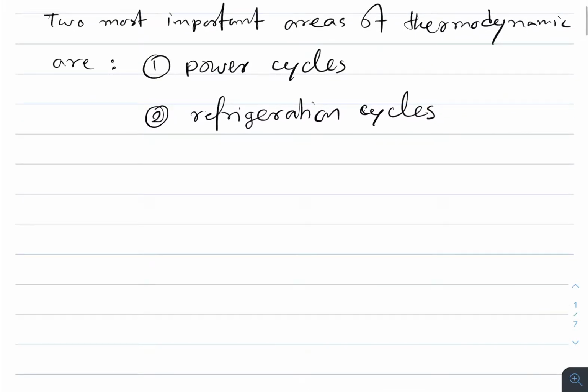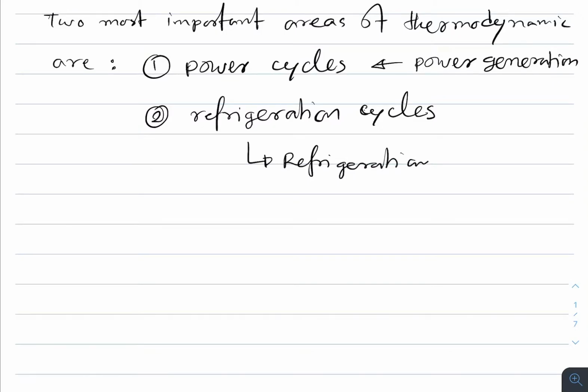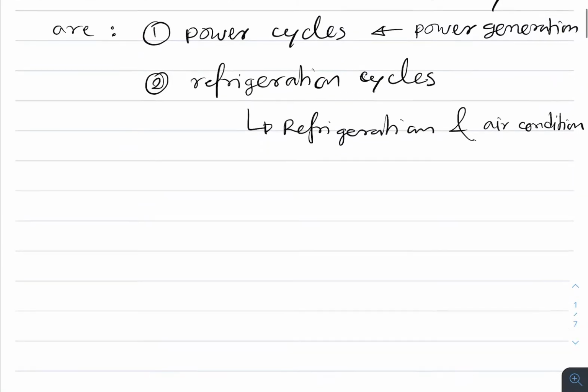Now in this power cycle, the power cycle is mostly related to power generation, right? Power generation systems. And the refrigeration cycle, we all know, is mostly used for refrigeration and air conditioning, right? Refrigeration and air conditioning.